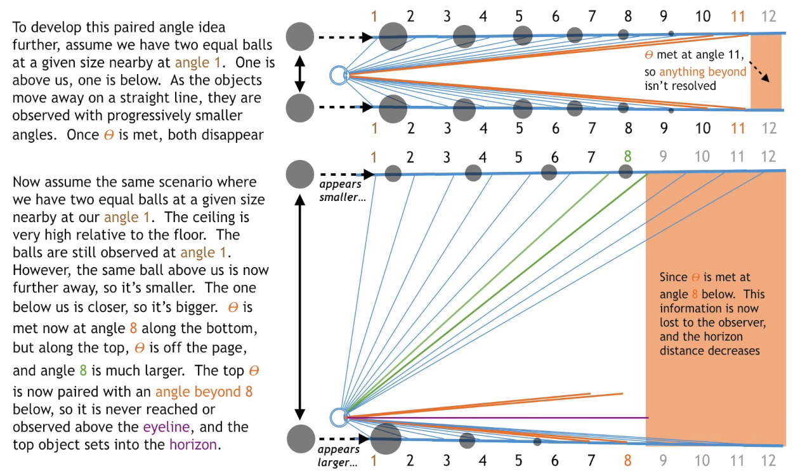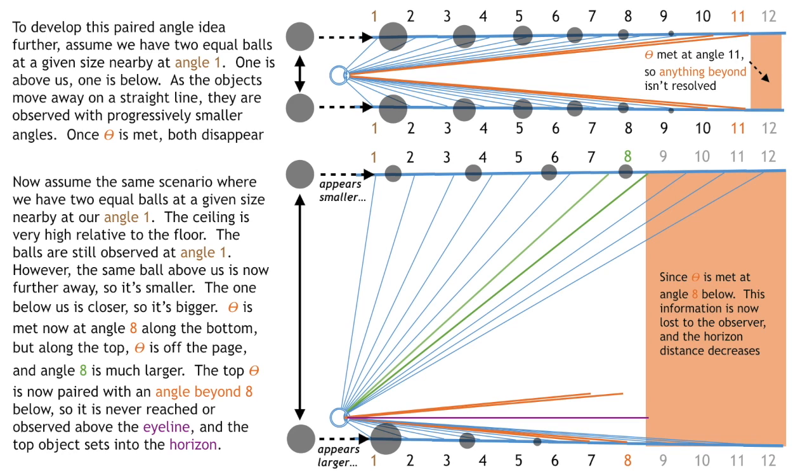So the top theta is now paired with an angle beyond angle 8 below it, and angle 8 is what set our lower horizon distance already, so it's never reached along the top. Essentially what you'll observe is that the top figure, or ball in this case, will set into the lower horizon line. In this orange rectangle, since theta is met at angle 8 below, this information is now lost to the observer, and the horizon distance essentially decreases at that point.